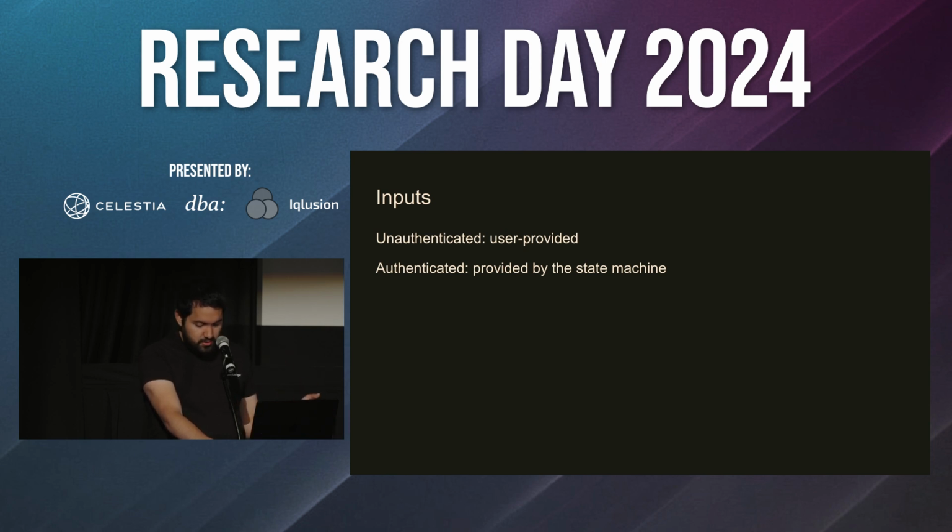The other class of inputs are authenticated, and these are actually provided by the state machine. In other words, the consensus rules. In the case of Bitcoin, it's Bitcoin. In the case of Ethereum, it's Ethereum. It is provided by the state machine itself. So the Bitcoin script has a whole bunch of opcodes. Most of them operate completely purely on arithmetic or whatever. A few of them operate on fetching information from the stack, which is the unauthenticated inputs. And some of them operate on the authenticated inputs.